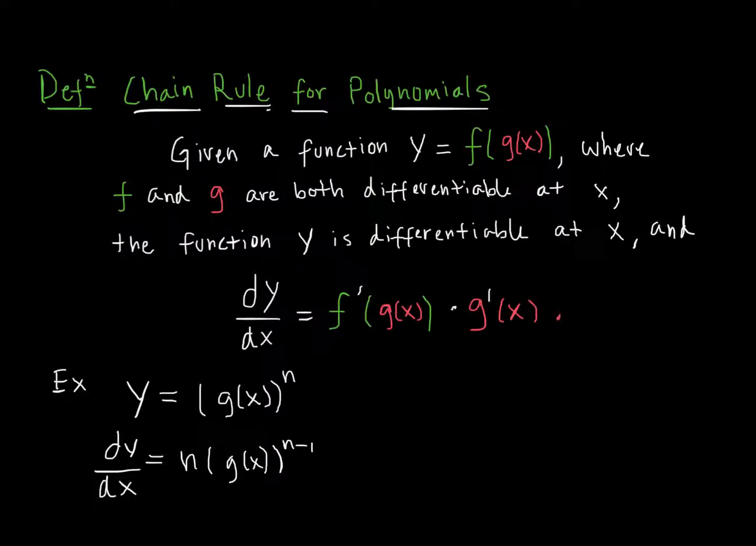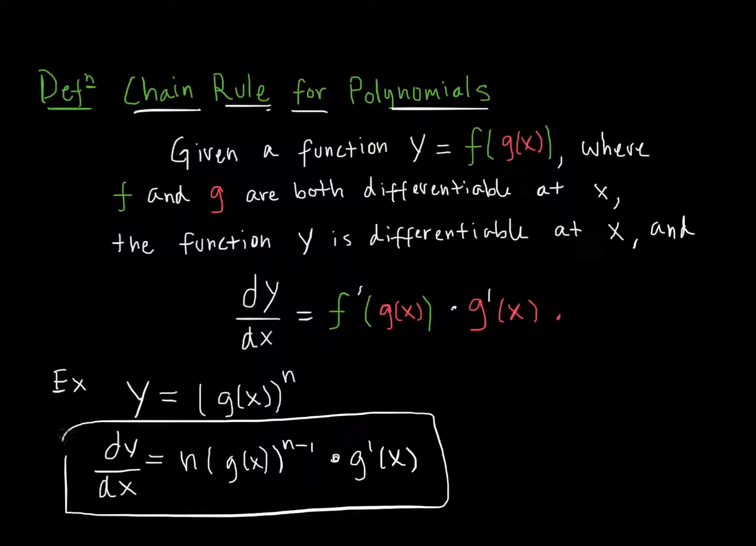And then you have to multiply by the derivative of the inside piece, which is g of x. Take the derivative of g of x. And so this is how we will apply the chain rule for polynomials. So let's go ahead and give a couple some practice, and then we can implement them on our own.